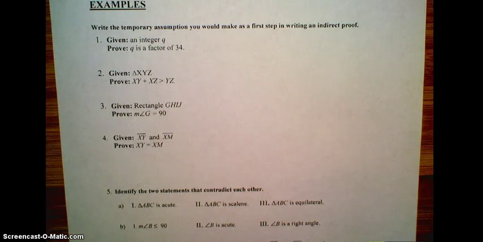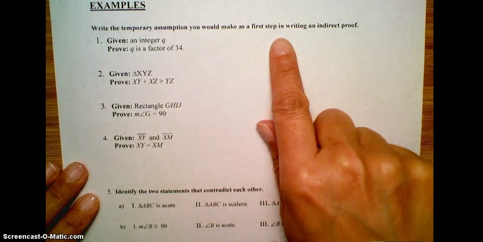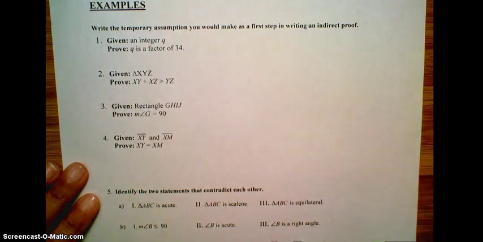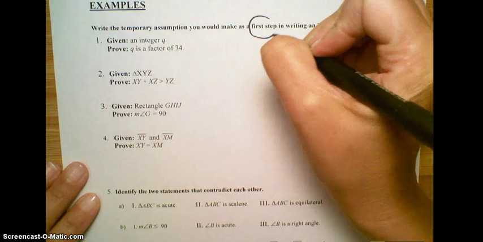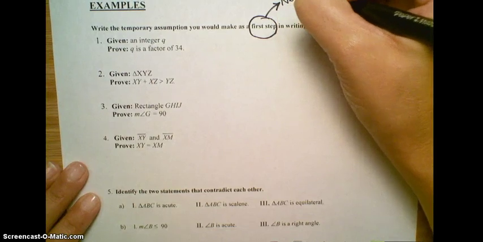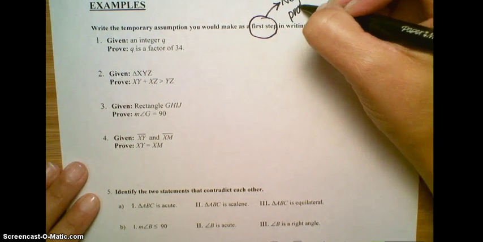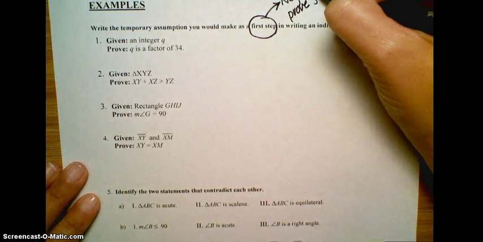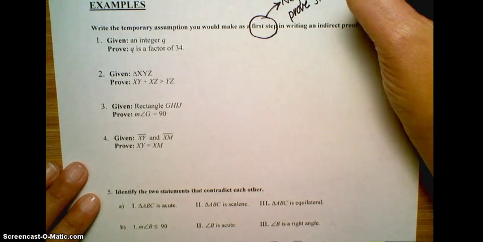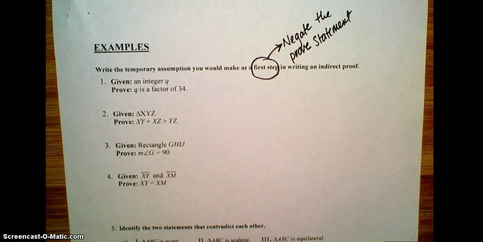Okay, on page 2, we're being asked to write the temporary assumption you would make as a first step in writing an indirect proof. And again, the first step of an indirect proof is to negate the prove statement. Whoops, that's off my page. I'll slide that down so you can see it. So negate the prove statement. That's the first thing we want to do.